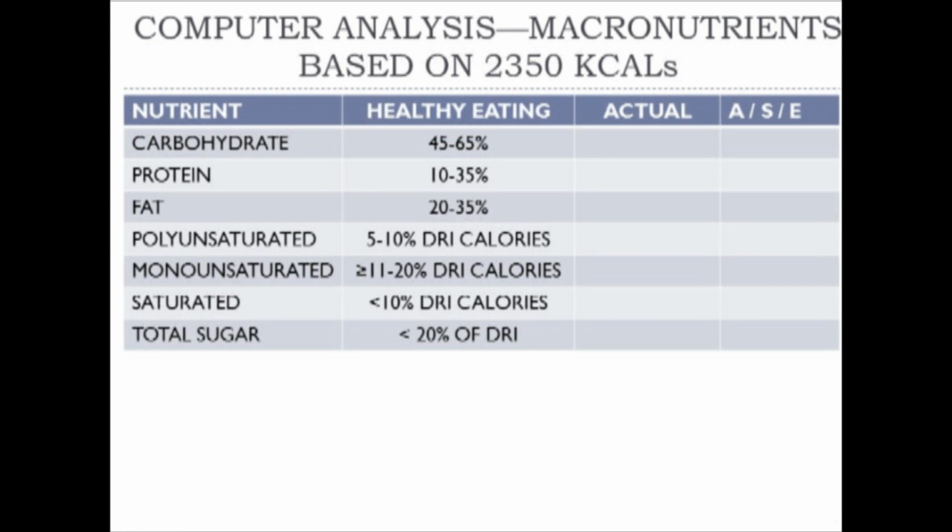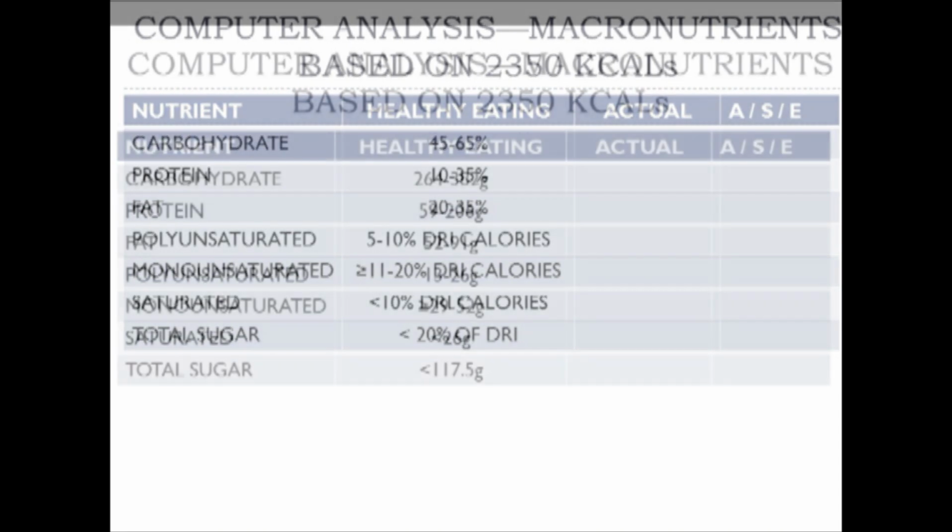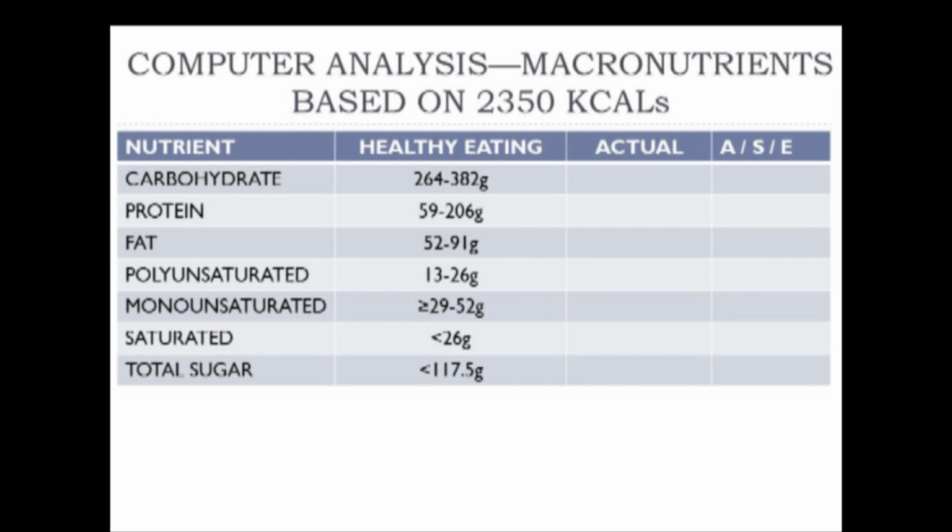So now for an example, let's look at what we would do if a person's DRI calories were 2,350 calories. The goal then would be to change these healthy eating standards in column 2 into gram equivalencies, because essentially it would be easier then to compare the actual intakes, because the actual intakes when recorded by computer analysis will also be in grams. So it's best if you take your calculators out and follow along with the calculations. I'll do the first one with you.